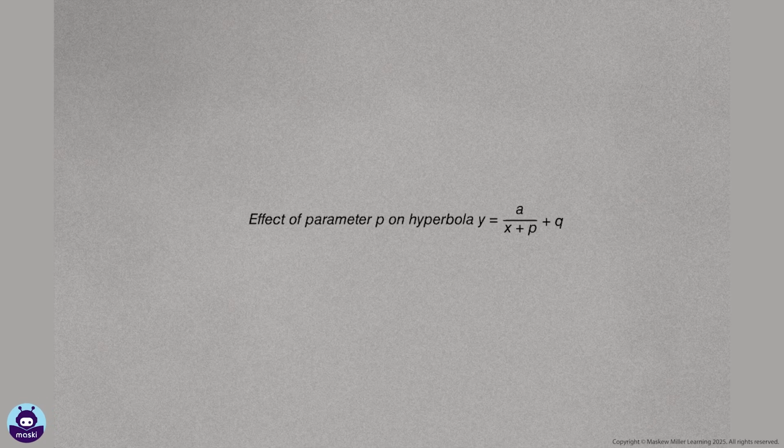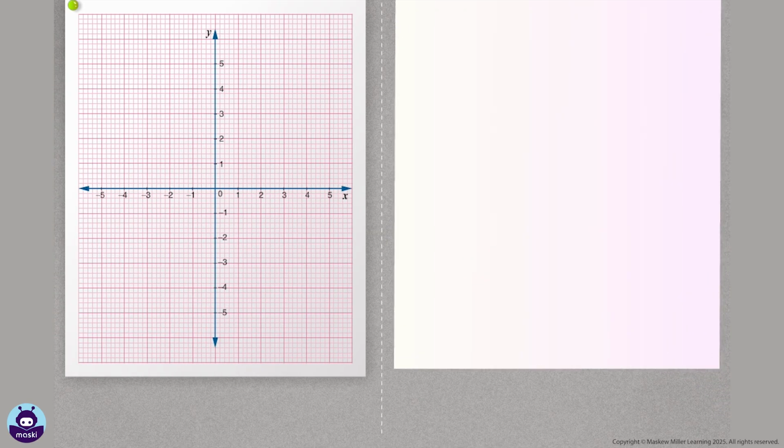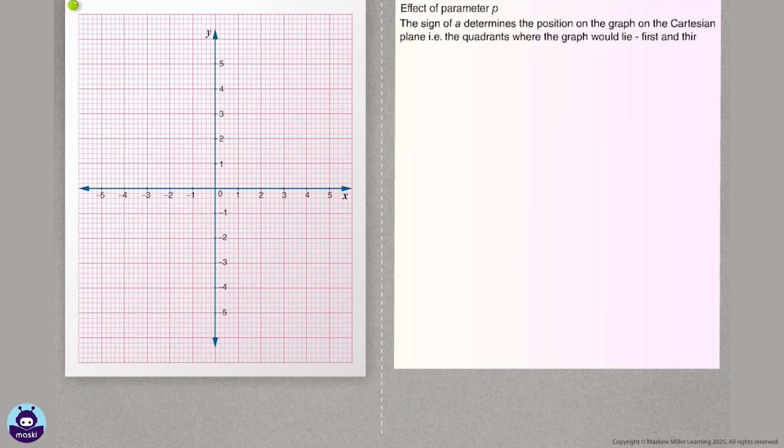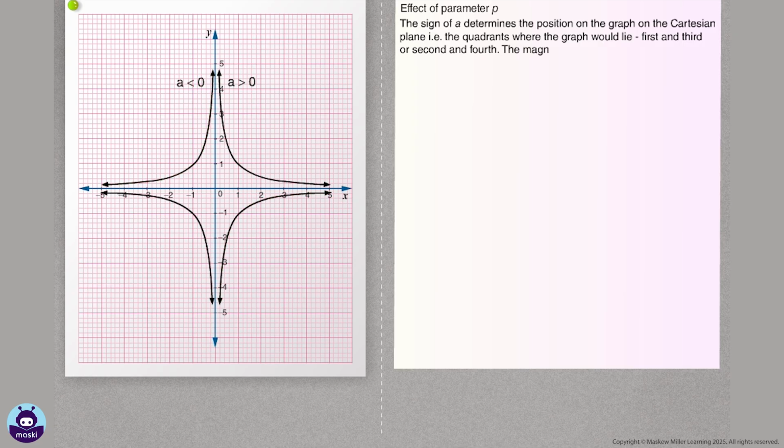Effect of parameter p on hyperbola y equals a over x plus p plus q. We saw the effect of a and q on the hyperbola given by the general equation y equals a over x plus q. Recall that the sign of a determines the position on the graph on the Cartesian plane, that is, the quadrants where the graph would lie, first and third or second and fourth.